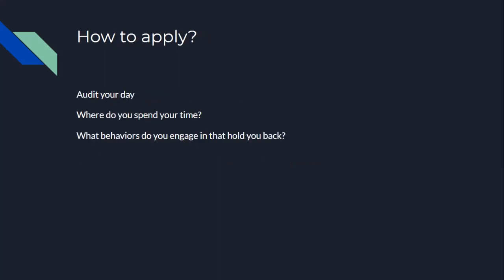And then how do we apply this? We want to do something like a daily audit. So we tell our players, for example, to take 3 days out of a week and write down and timestamp what they're doing, what they're eating, when they're sleeping, when they're practicing, when they're in the weight room, when they're playing video games, when they're talking on the phone. Any daily behavior that happens, write it down. This is going to give us an idea of where you spend your time as an athlete.